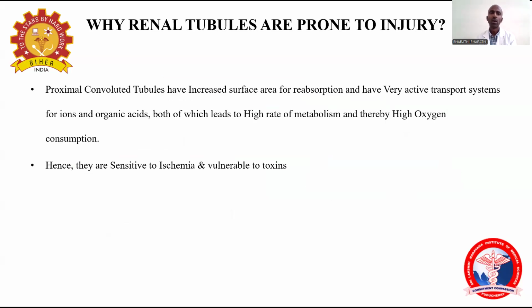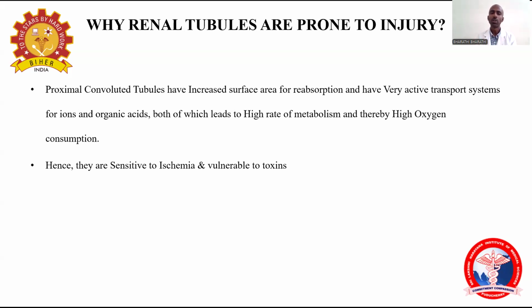You might wonder why these things affect only the tubules, why the tubules are more prone to the injury. That is because the proximal convoluted tubule, as I said earlier, is more convoluted in order to increase the surface area so that it can reabsorb as much as it can. So this advantage is also a disadvantage in case of ischemia and toxic injuries.